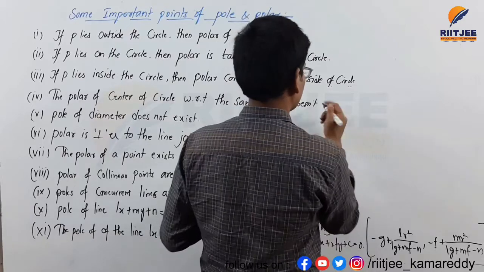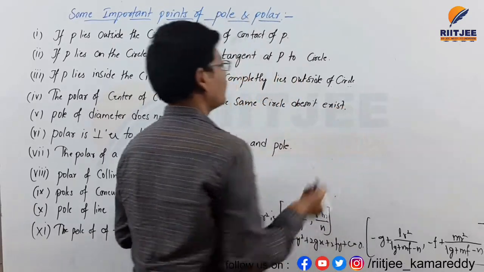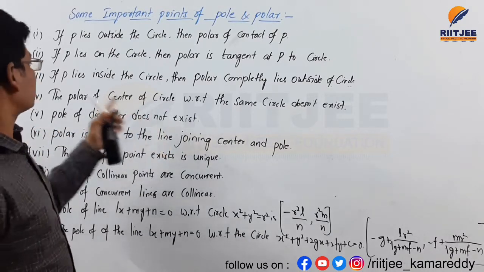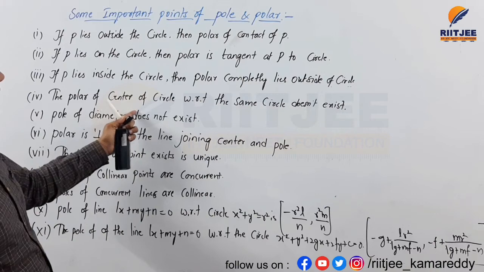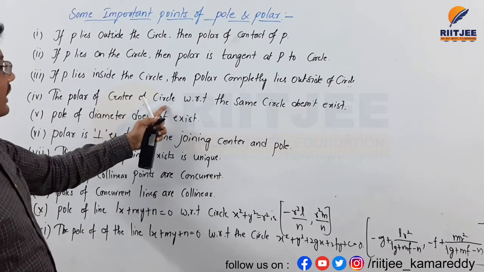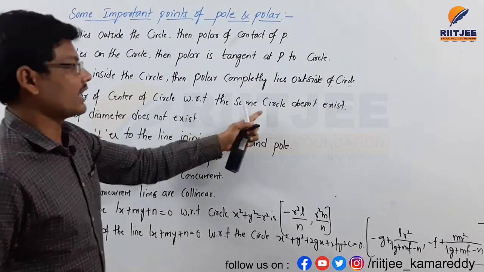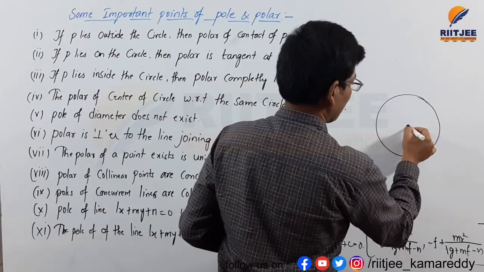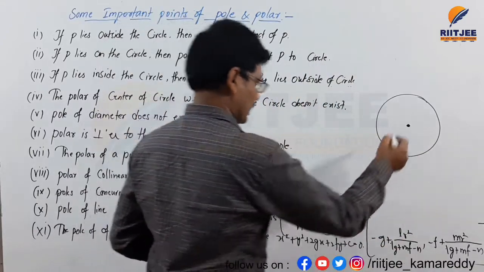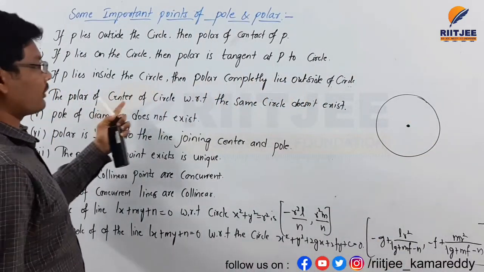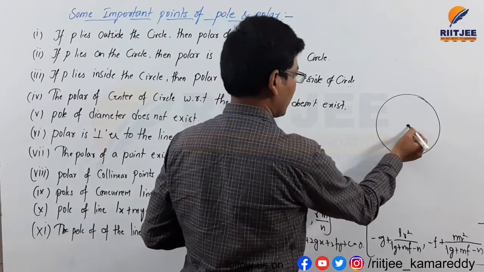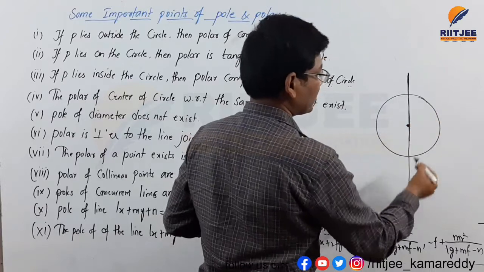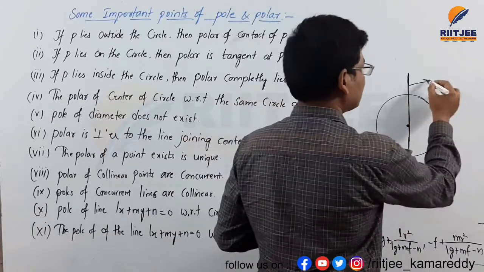This is all about the third point of pole and polar. Next, the fourth point: the polar of the center of a circle with respect to the same circle does not exist. The polar of the center of the circle does not exist.